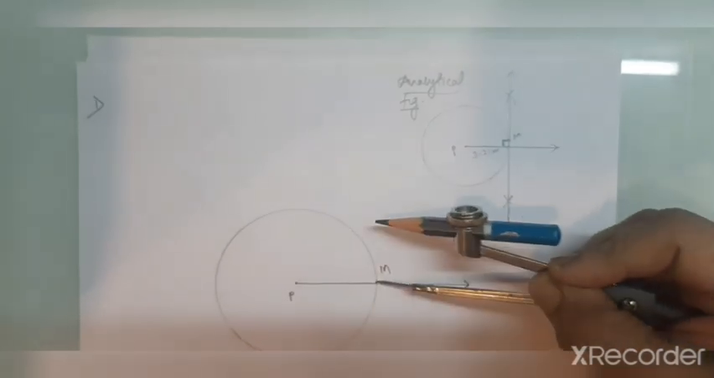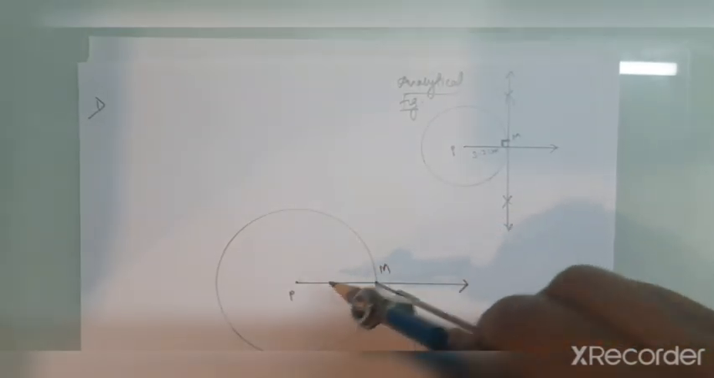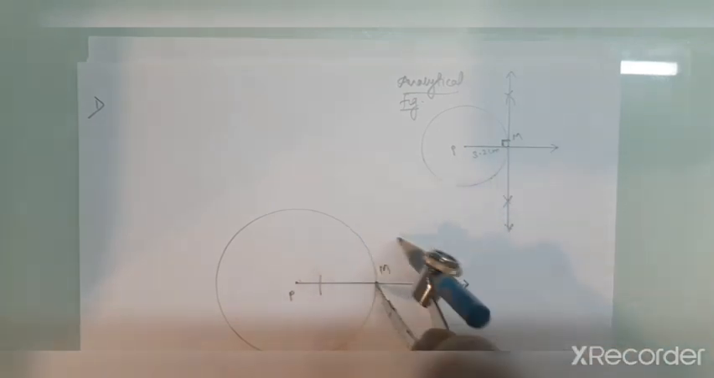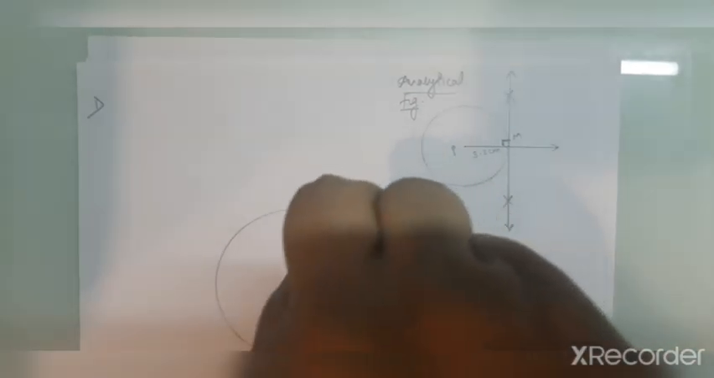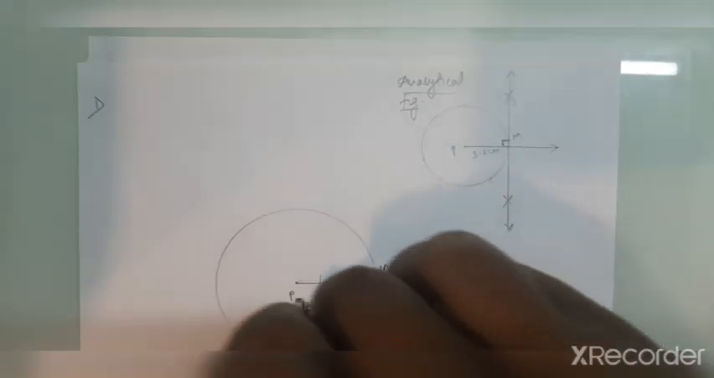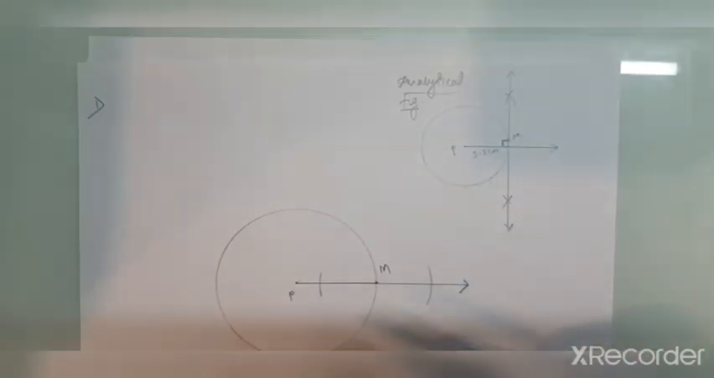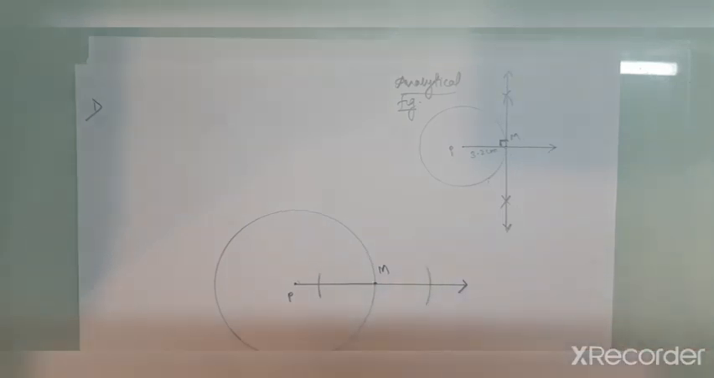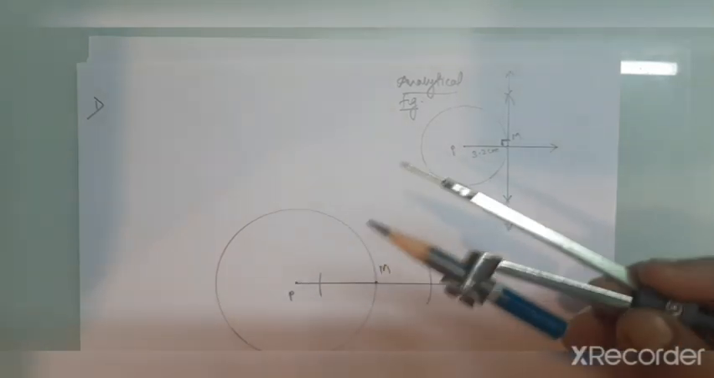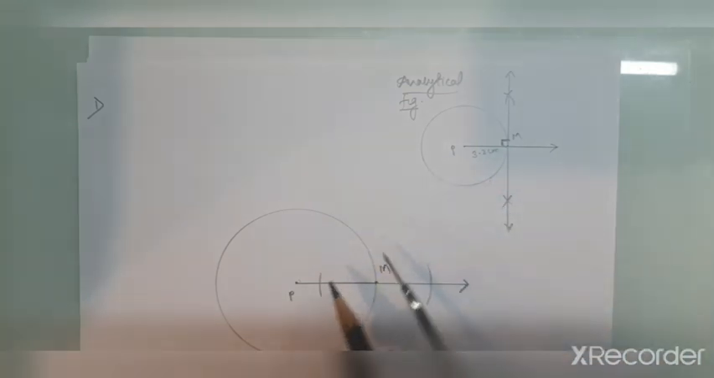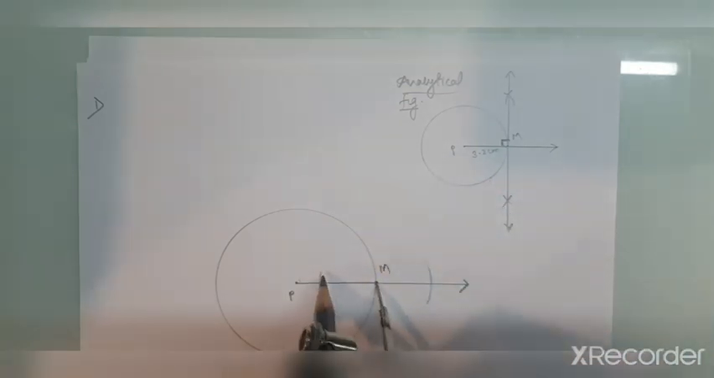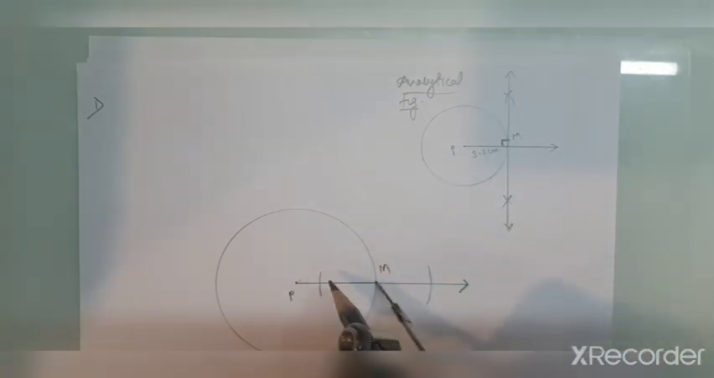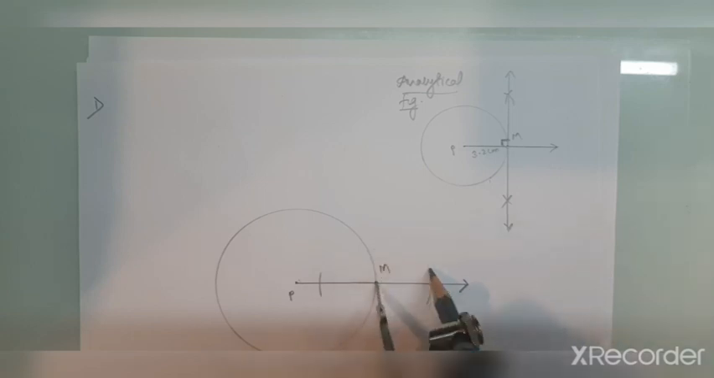Now keep the pointer on point M and make arcs on both sides of that radius which is extended out. PM is the radius and I have extended it out of the circle so that I can make these arcs. The pointer I kept on M, with whatever distance I have taken to make an arc on the left hand side, the same distance I'm going to turn and make an arc on the other side.